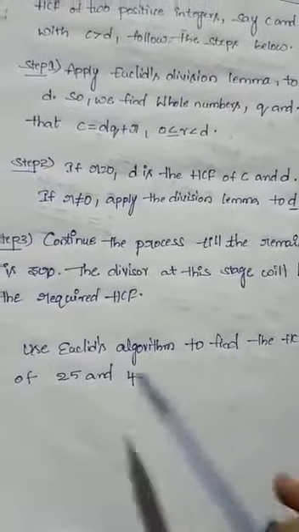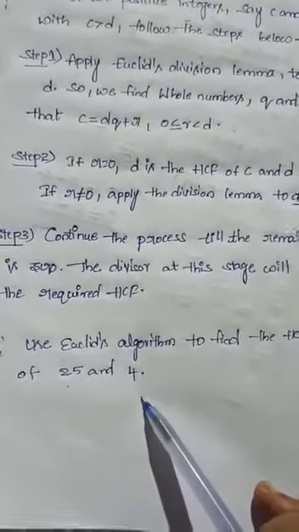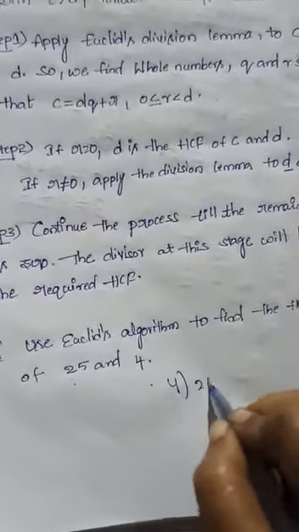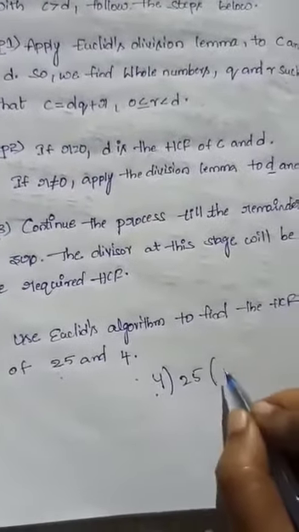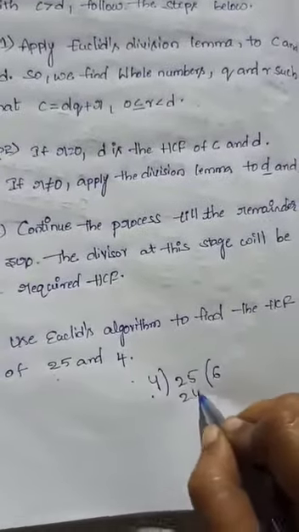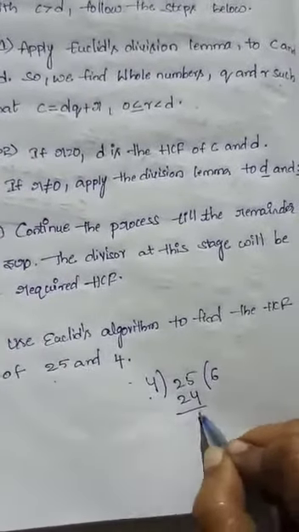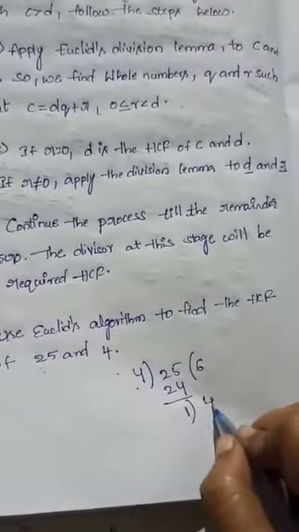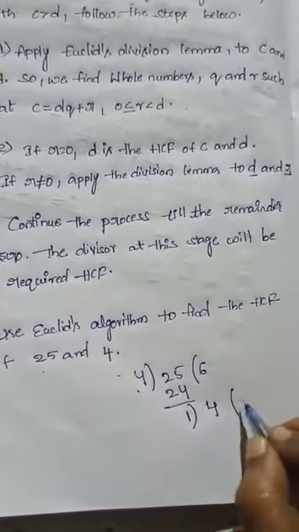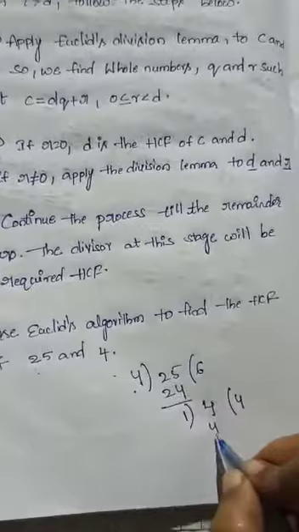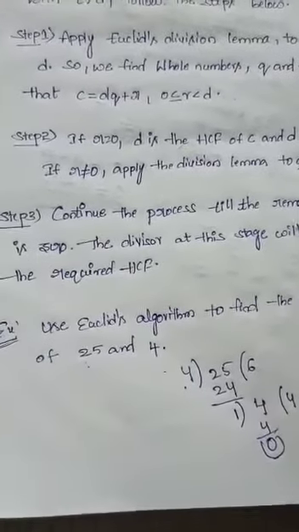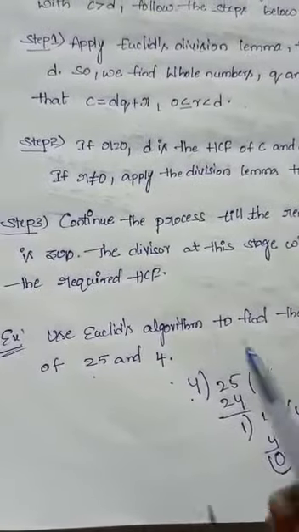Find HCF of 25 and 4. So 4 sixes are 24, we get 1. 4 is divided with 1. 1 fours are 4. Remainder is 0. Okay. Write in the form of Euclid algorithm.